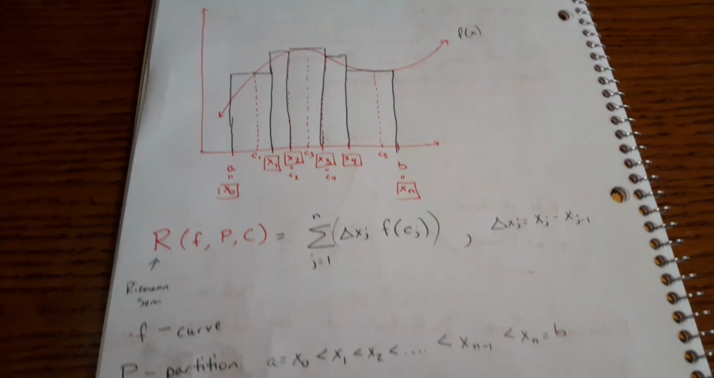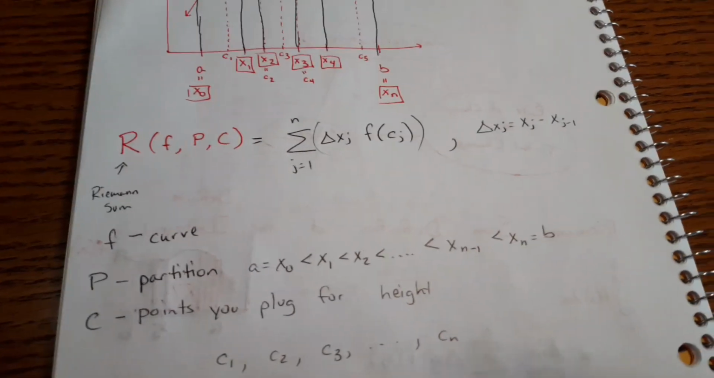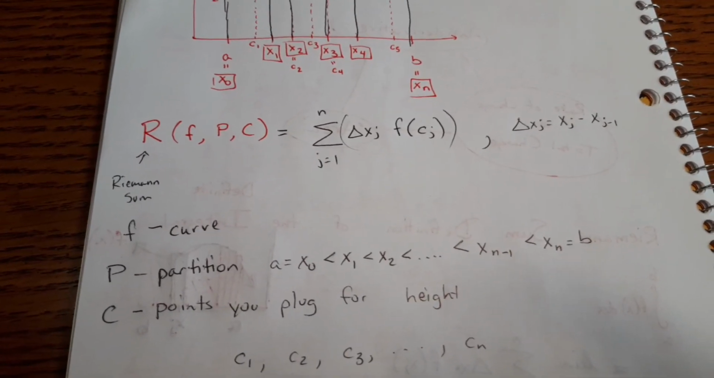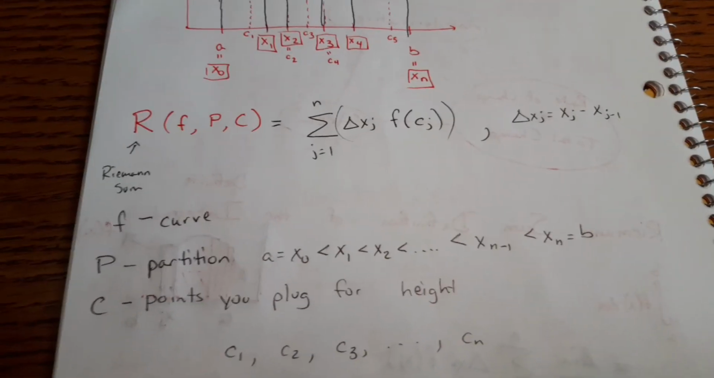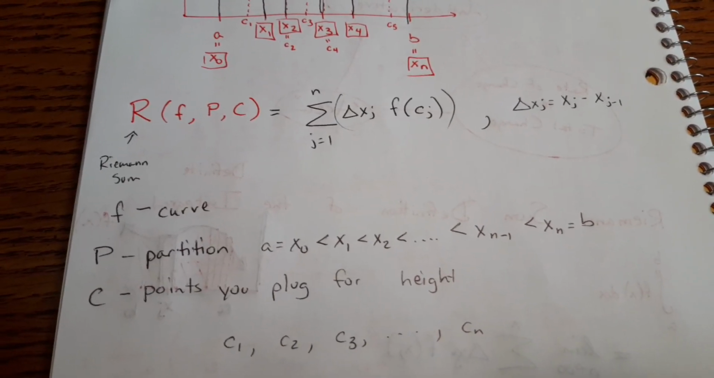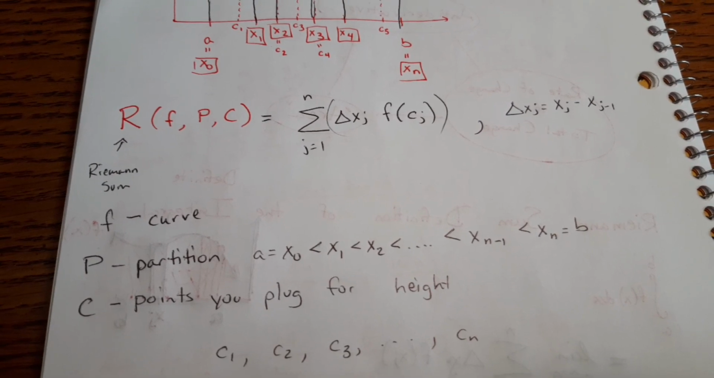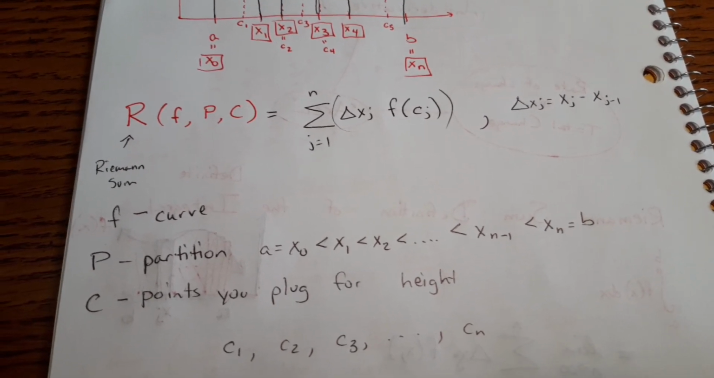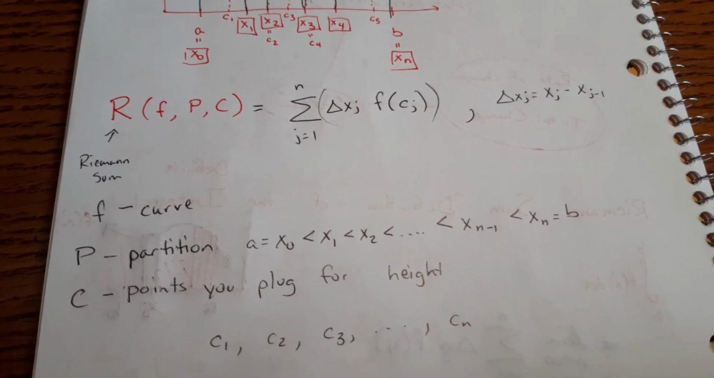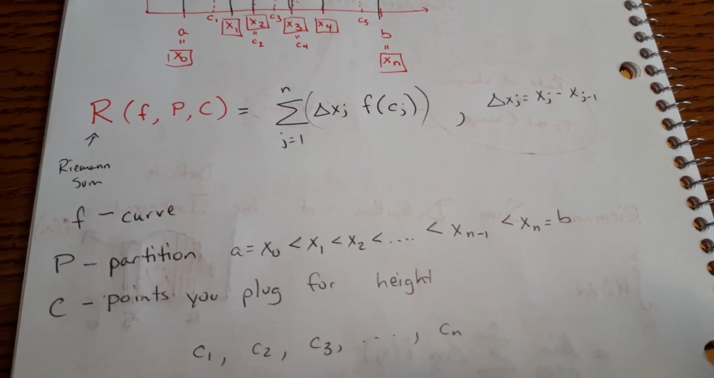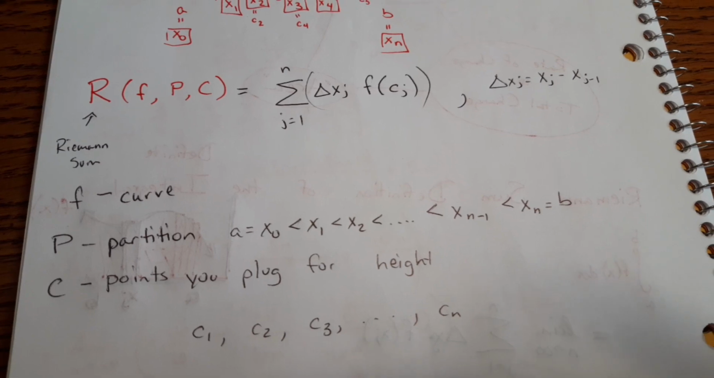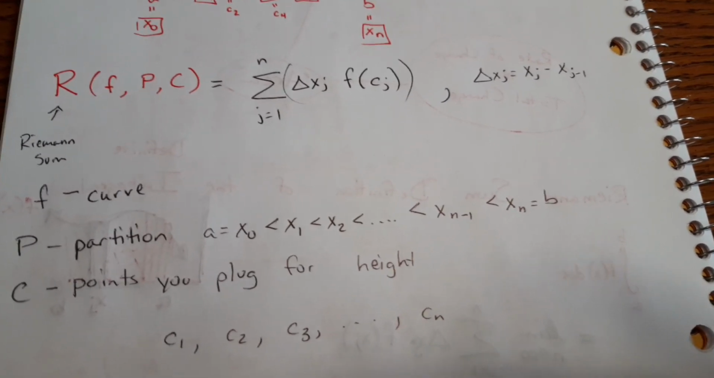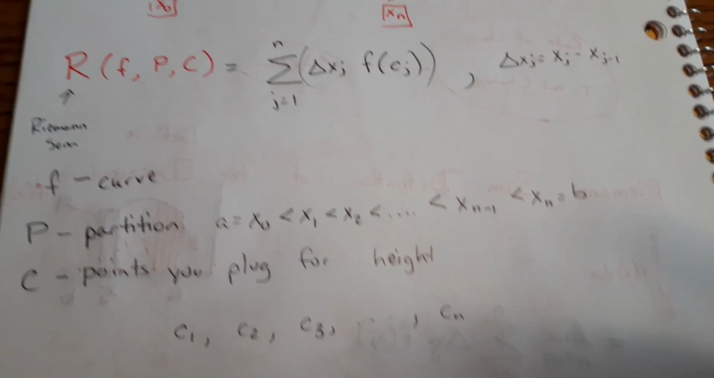And so when you're breaking this down, you'll see R of f comma p comma c. So R stands for Riemann sum. f is your curve. P is the partition, so that's your x naught, x1, x2, all the way up to xn, going from left to right, where x naught is A and xn is B, and C are the points you plug in for height. So that's your C1, C2, C3, all the way up to Cn.